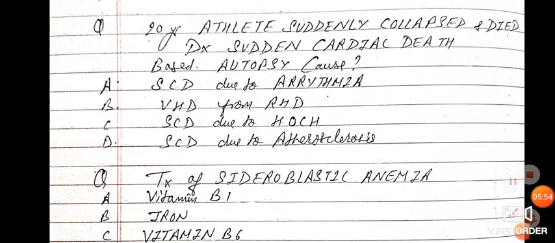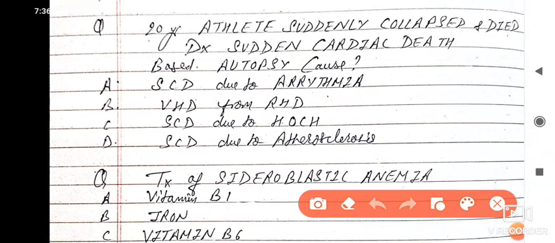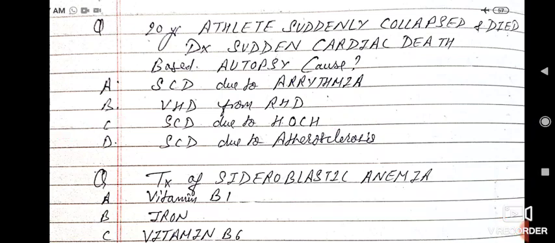Now a 20-year-old athlete suddenly collapsed and died. Diagnosis of sudden cardiac death based on autopsy causes. This is an image-based MCQ. I already discussed this MCQ in my clinical-based MCQs of cardiology. This is a case of sudden cardiac death due to HOCM, hypertrophic obstructive cardiomyopathy. This is not atherosclerosis, not valvular heart disease, and not an arrhythmia. So the most probable cause here is HOCM in youngsters.